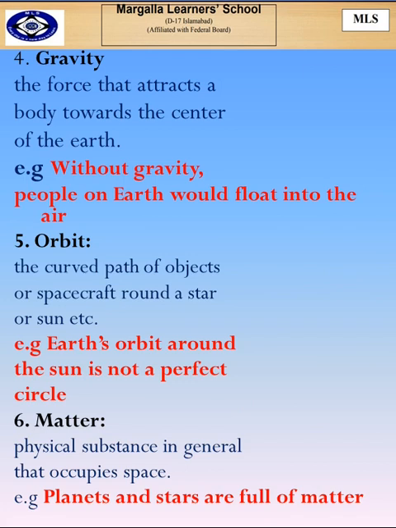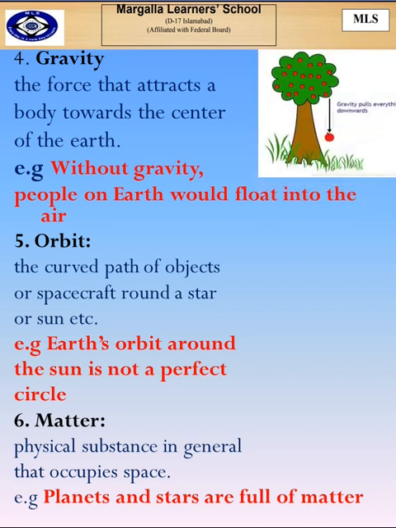Gravity. Gravity is a force that attracts a body towards the center of Earth. This is gravity, due to which we are standing on Earth. Otherwise, we would have floated in the air. An apple falls from the tree to the ground. It doesn't float in the air. It falls in the downward direction due to this force, which is called gravity. For example, without gravity, people on Earth would float into the air. That would be funny, no?